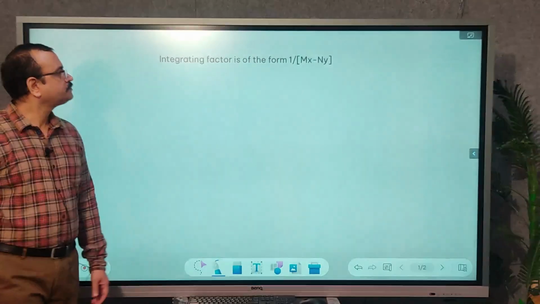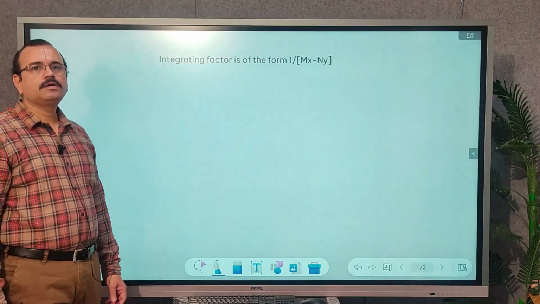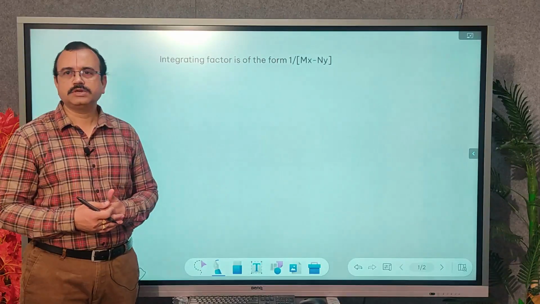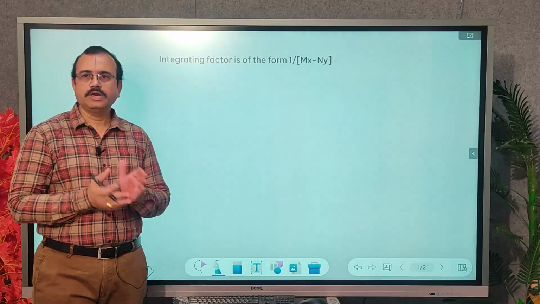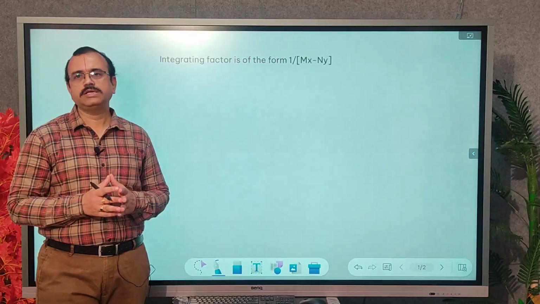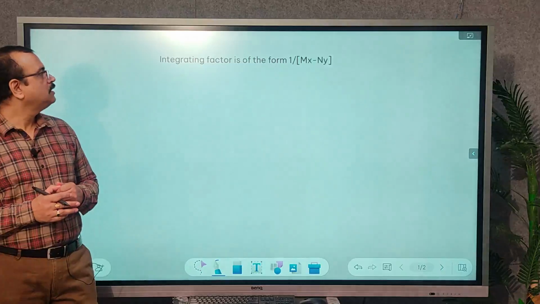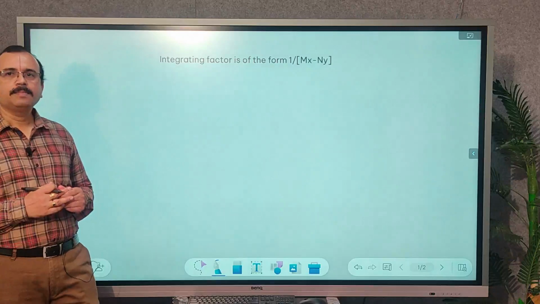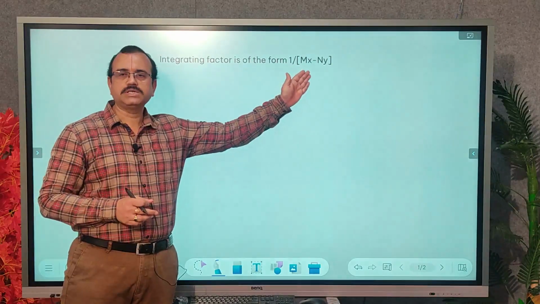Welcome one and all. In the previous video we discussed how to convert a non-exact differential equation into an exact differential equation with one type of integrating factor, 1 by Mx plus Ny, whenever the given DE is a homogeneous DE. Now we will see another case: how to convert a non-exact differential equation into an exact differential equation by taking the integrating factor of the form 1 by Mx minus Ny.